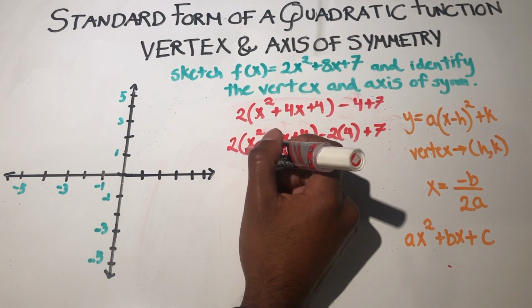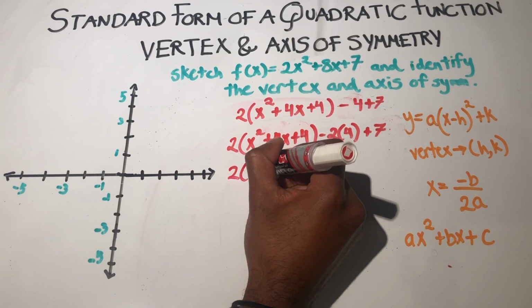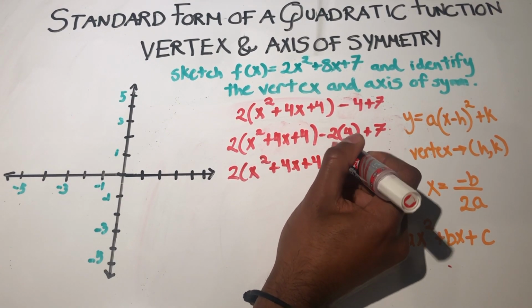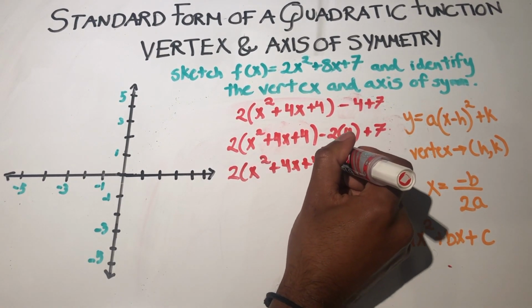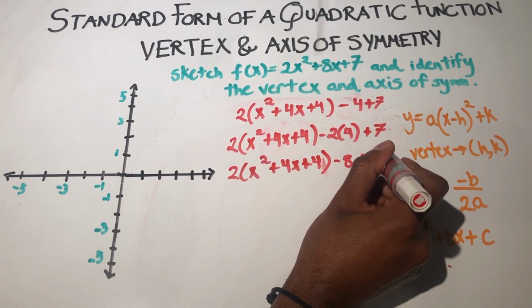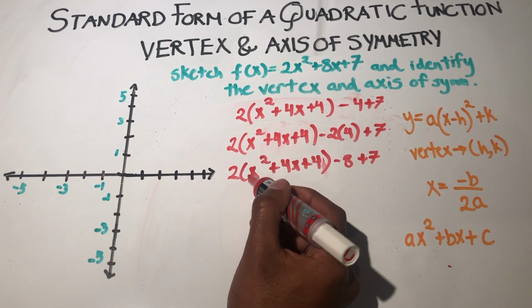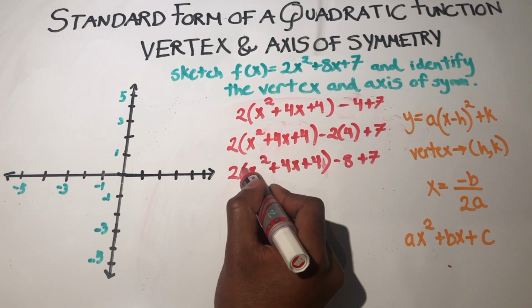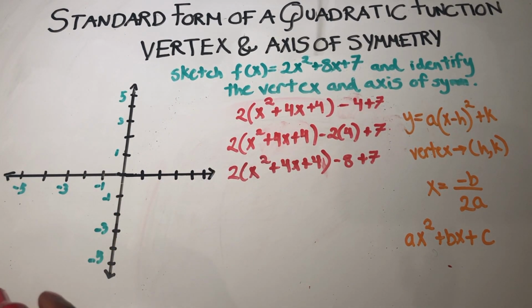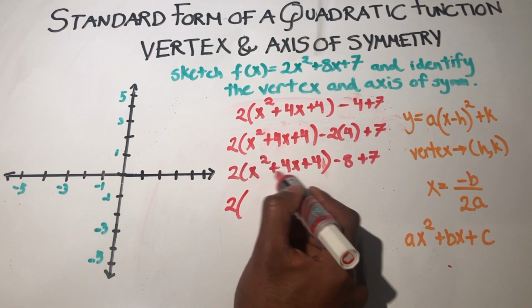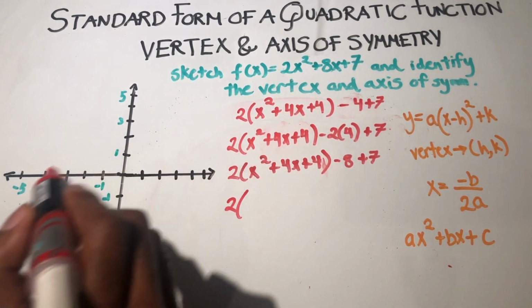Now we can further simplify this. We're going to get 2 times x squared plus 4x plus 4, minus 8 plus 7. Because eventually we're trying to achieve the standard form of a quadratic function. And as a reminder, we're trying to keep the leading coefficient here 1 to make things simpler. So, we can go ahead and factor this actually.